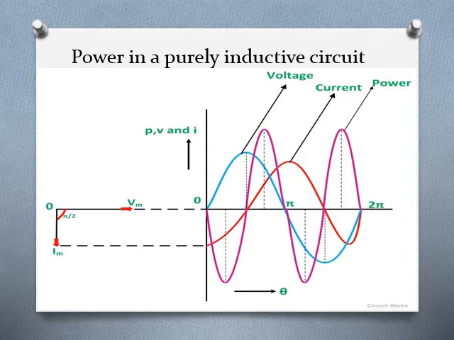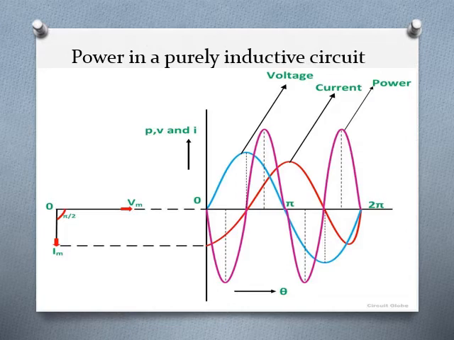Now for the time instant pi by 2 to pi, here both the voltage and current are in the positive half. So positive voltage into positive current will be giving a positive power. So the power is drawn in the positive half. From pi by 2 to 3 pi by 4, the current is positive but voltage is in the negative half. So negative voltage into positive current will be giving a negative power. That is why the power curve is shown in the negative half.